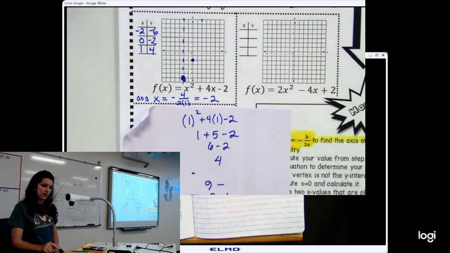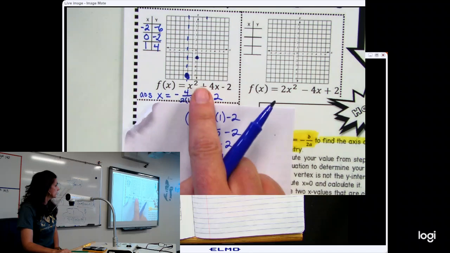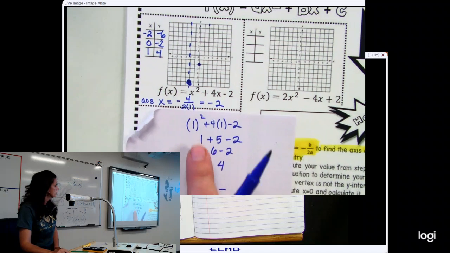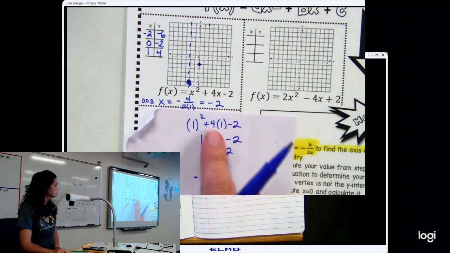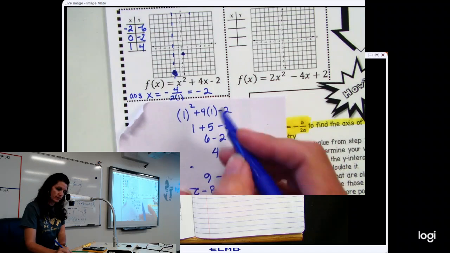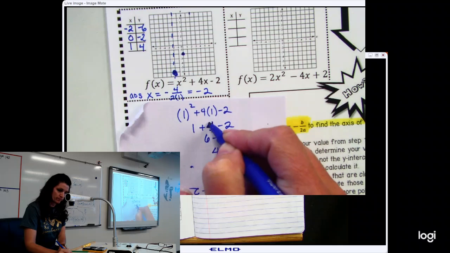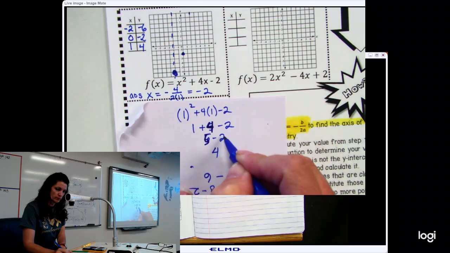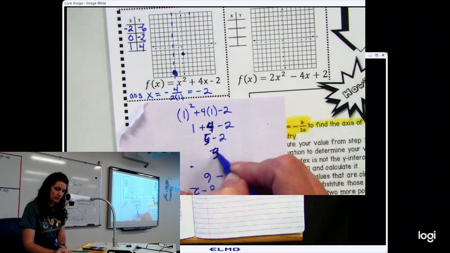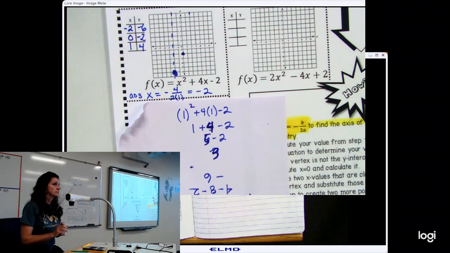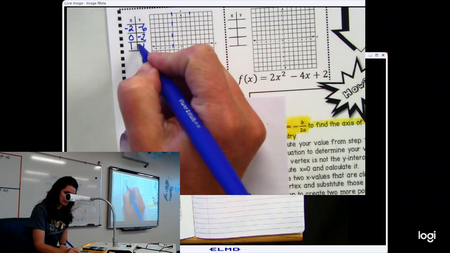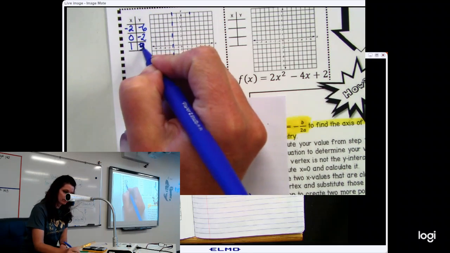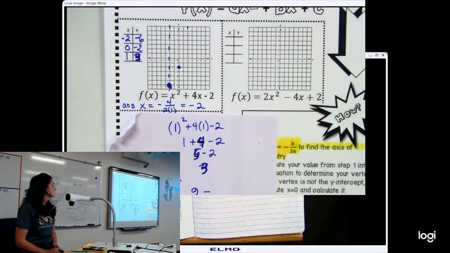Where did I get the 5? So I'm plugging in right here, right? There's my 1 squared plus 4 times 1. 1 squared is 1. Right there. So that would have been a 5. I'm so glad you caught that. Thank you. Does that make more sense? So it's 3. All right, plot that point: 1, 3.